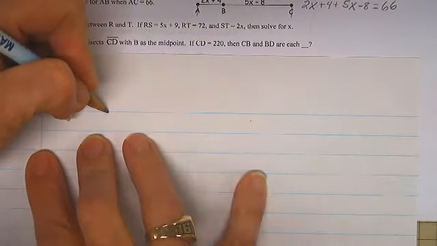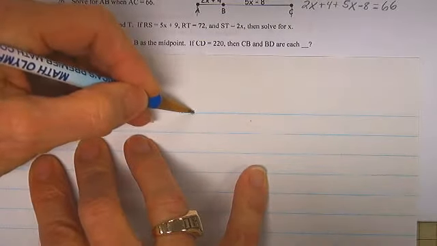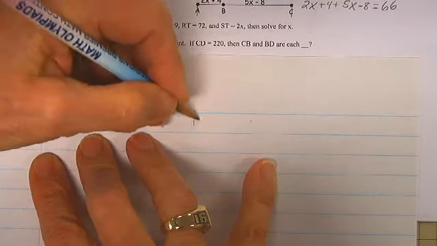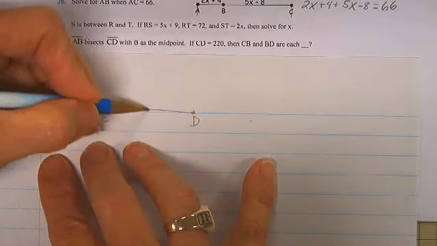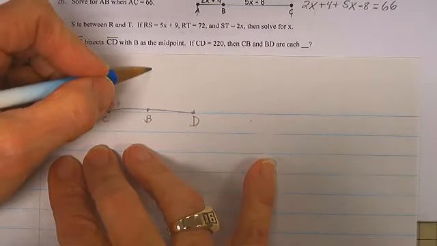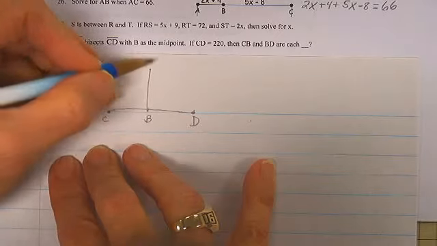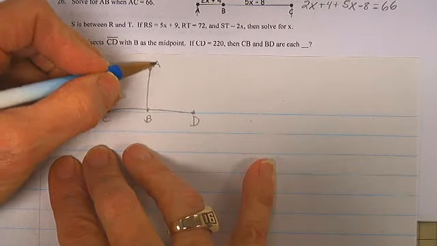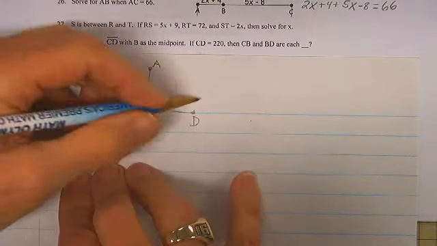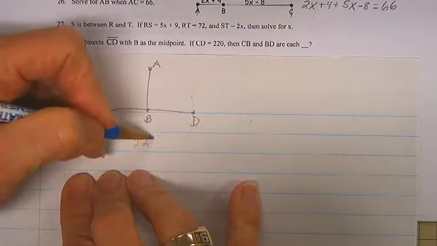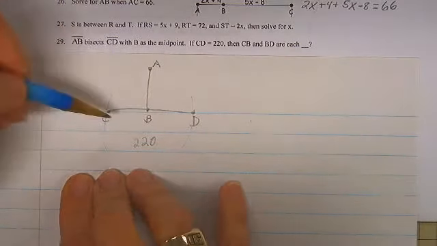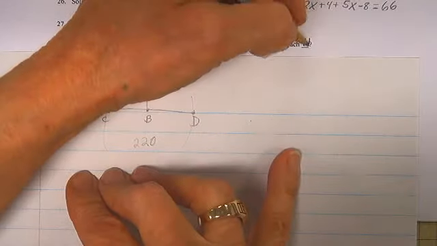Okay, first we draw a picture. We have CD. We have B as the midpoint. Segment AB bisects that. If CD is 220, then CB and BD are each half of 220. They're each 110.